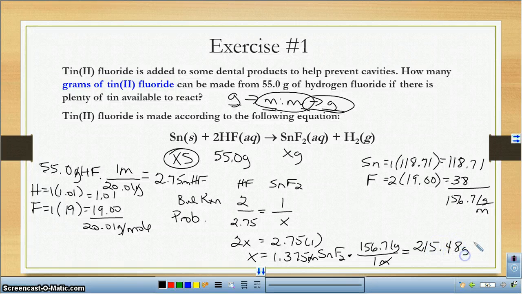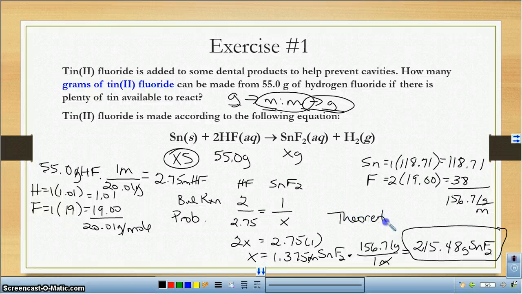215.48 grams of SnF2. I'm going to take this opportunity, so that it makes limiting reactants a little bit easier, to bring to your attention that this is the theoretical yield, because obviously when we go into the lab we never recover 100% of anything. So theoretically this is how much tin(II) fluoride we should be able to come up with.